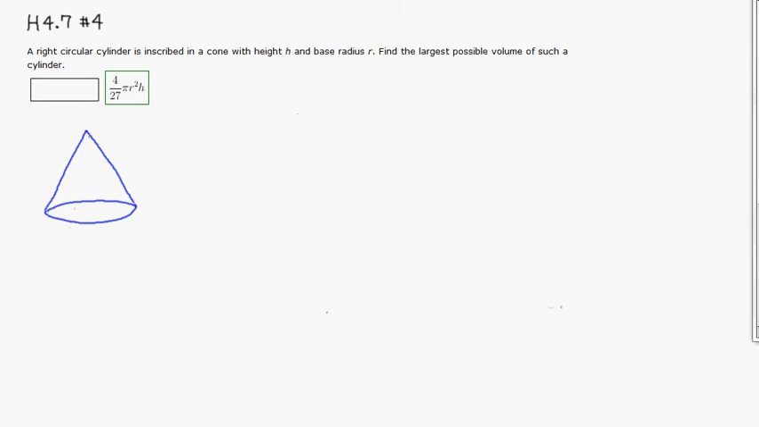All right, then height is h. So this is the height. Oh, sorry, right here. So that's h. And the radius is r. So right here is r, right? Then you have a circular cylinder inscribed in a cone.